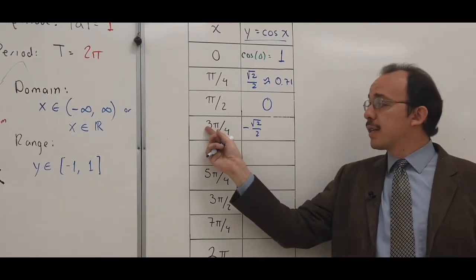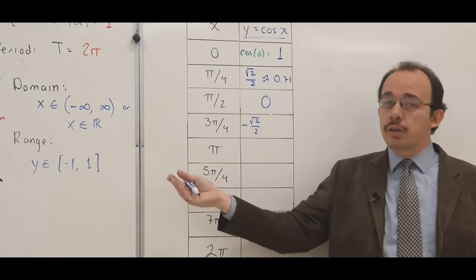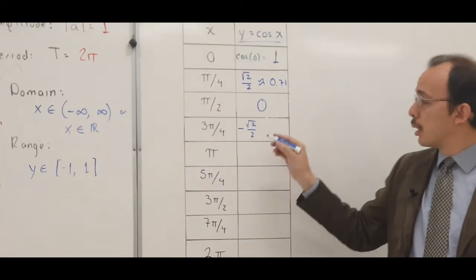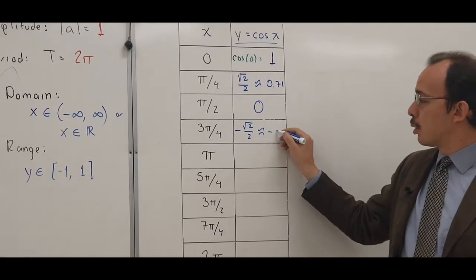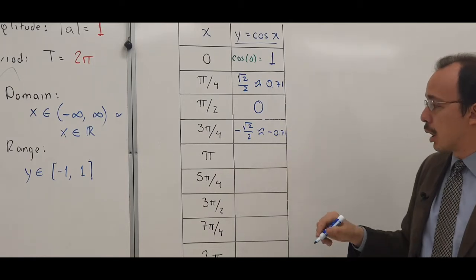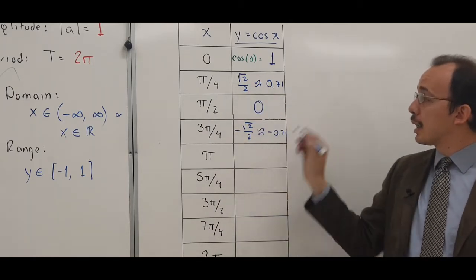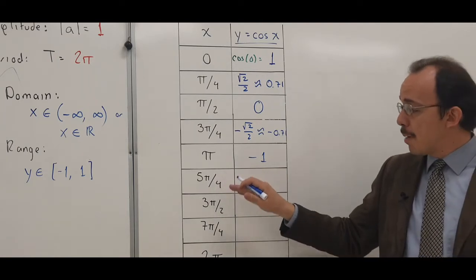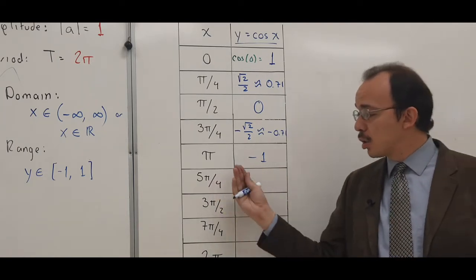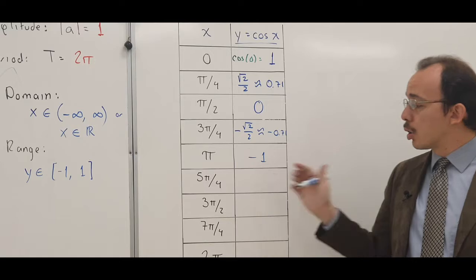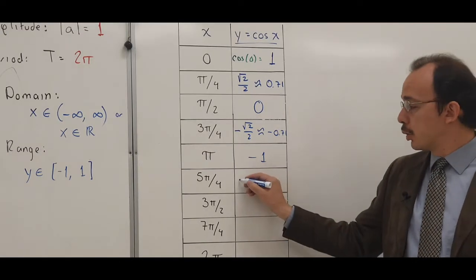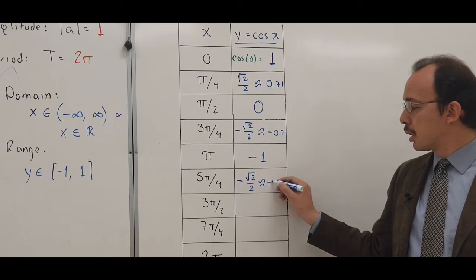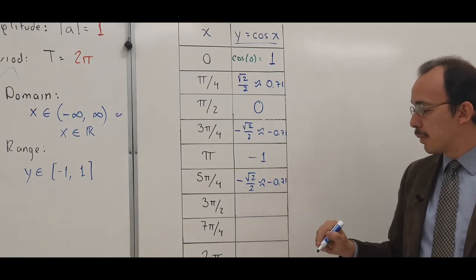Because if you remember, 3 pi over 4 is in quadrant number 2. And in quadrant number 2, the cosine is negative in the unit circle. The approximation is going to be negative 0.71. When x is pi, then the cosine is going to be negative 1. When we have 5 pi over 4, since this angle is in quadrant number 3, the cosine is going to be negative also, so it's going to be negative square root of 2 over 2, approximately negative 0.71.